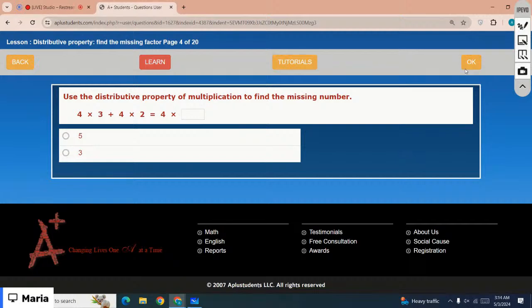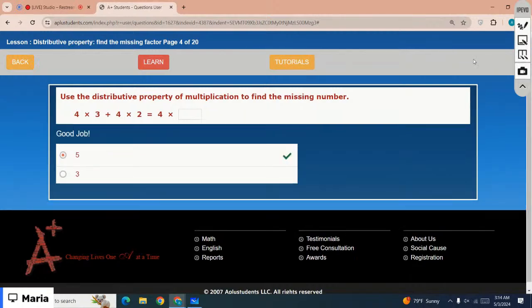Use the distributive property of multiplication to find the missing number. So which number is missing? The missing number is 5. The correct option is 5.